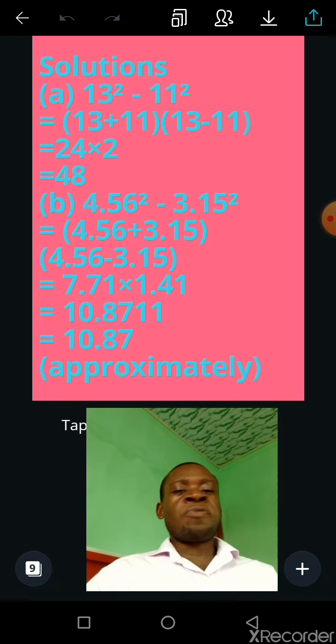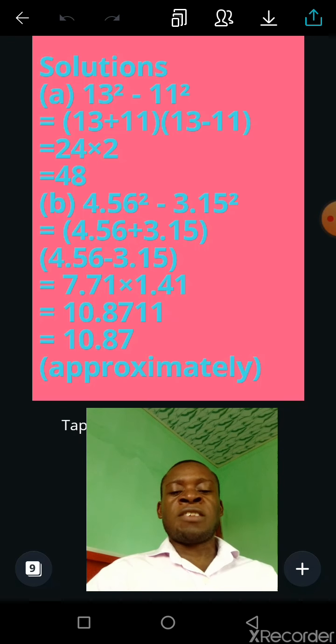Then add it to the first number in the other side, 3.15. Then we now subtract 4.56 minus 3.15. When we add, we have 7.71. And when we subtract, we have 1.41. We now multiply to get 10.8711. Then we approximate, reduce it to 2 decimal places, we have 10.87 approximately.